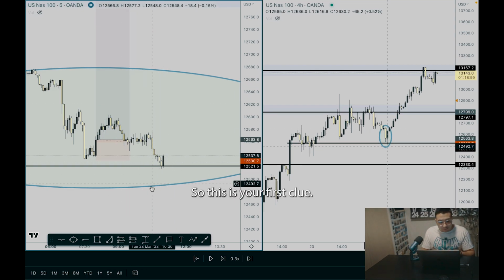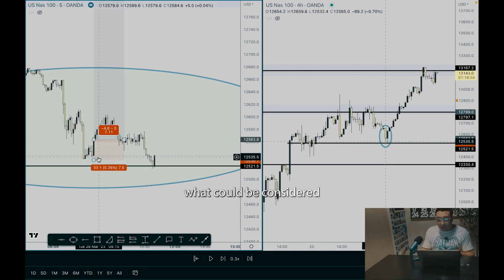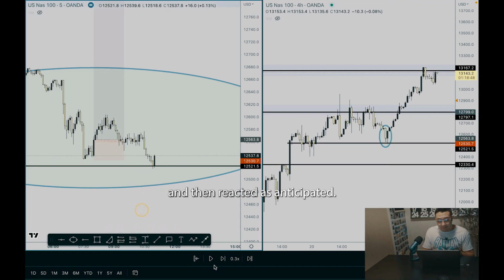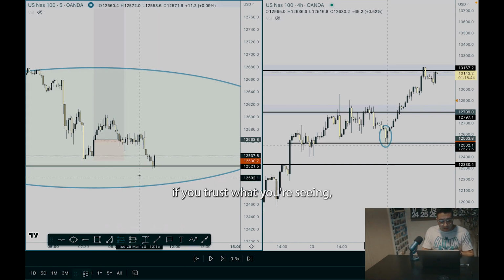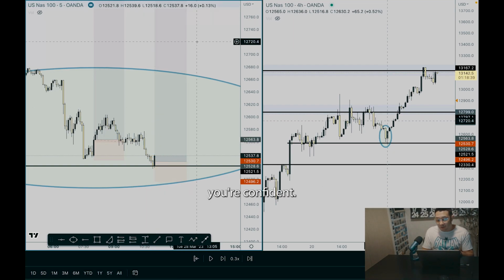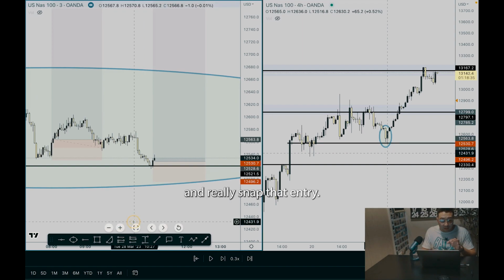So this is your first clue. Strong reaction from that level of support. We had what could be considered a liquidity sweep because it took out that low and then hit this level and then reacted as anticipated. So you could enter here if you really want. If you trust what you're seeing, your analysis is on point, you've been doing this for a while, you're confident in what you see, you can drop down to the 3-minute time frame, 1-minute time frame, and really snipe that entry.